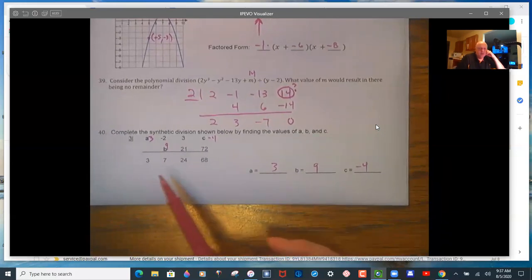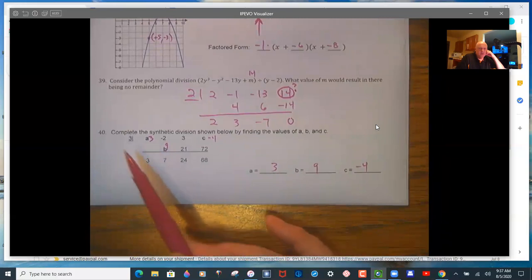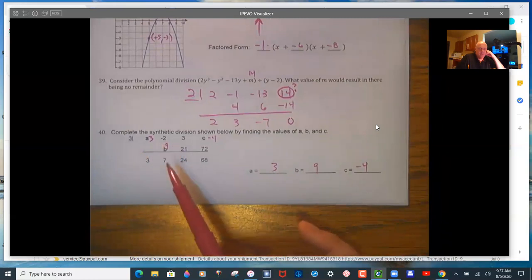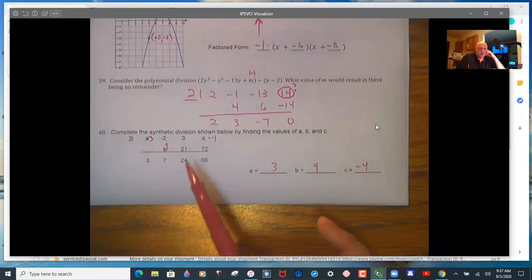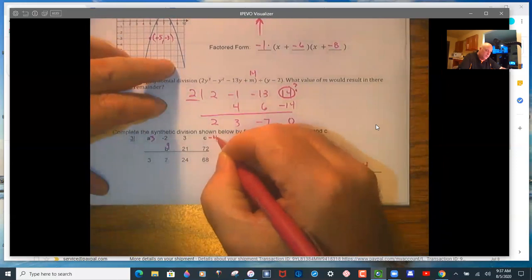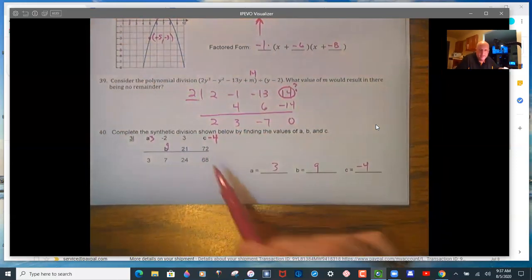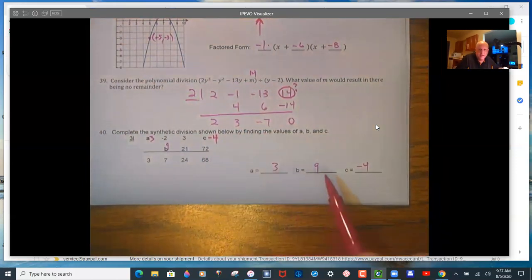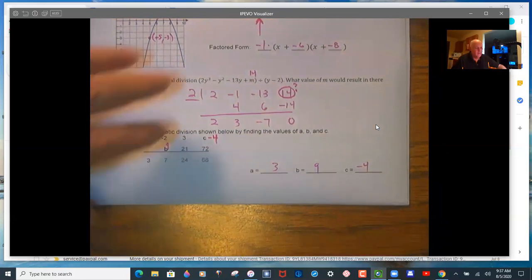And so complete this. So this has to be 3 because you drop it down. That has to make that 9 and 7. 21, so 24, 72. So you want to get 68. So this has to be negative 4, plus 72 makes 68. So 3, 9, and negative 4 are the solutions.